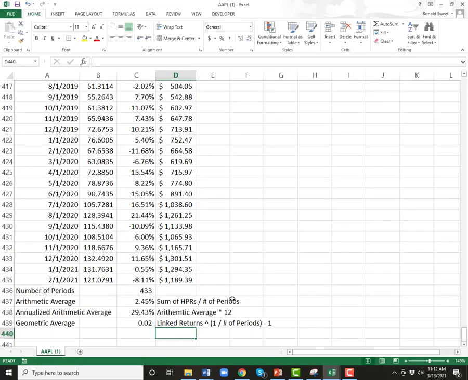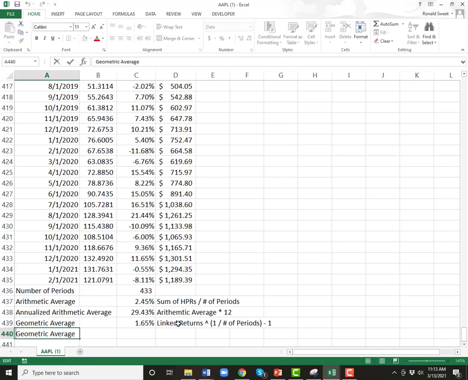So for Apple, we take the linked returns. Now here, subtracting the 1 is pretty important, because if you don't subtract the 1, you get 101%. So you have to subtract 1. You made 1.65. Now you're thinking, wow, 1.65 doesn't sound very good. But remember, this is monthly. Making 1.65% every month over those 433 months, that's a really high return.